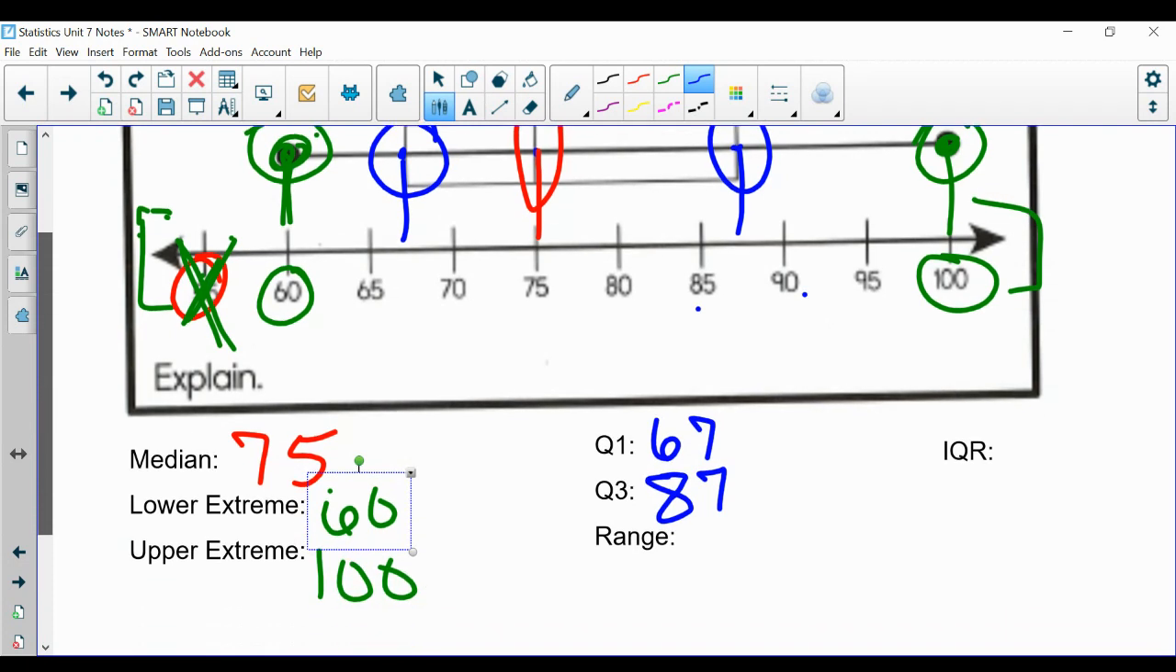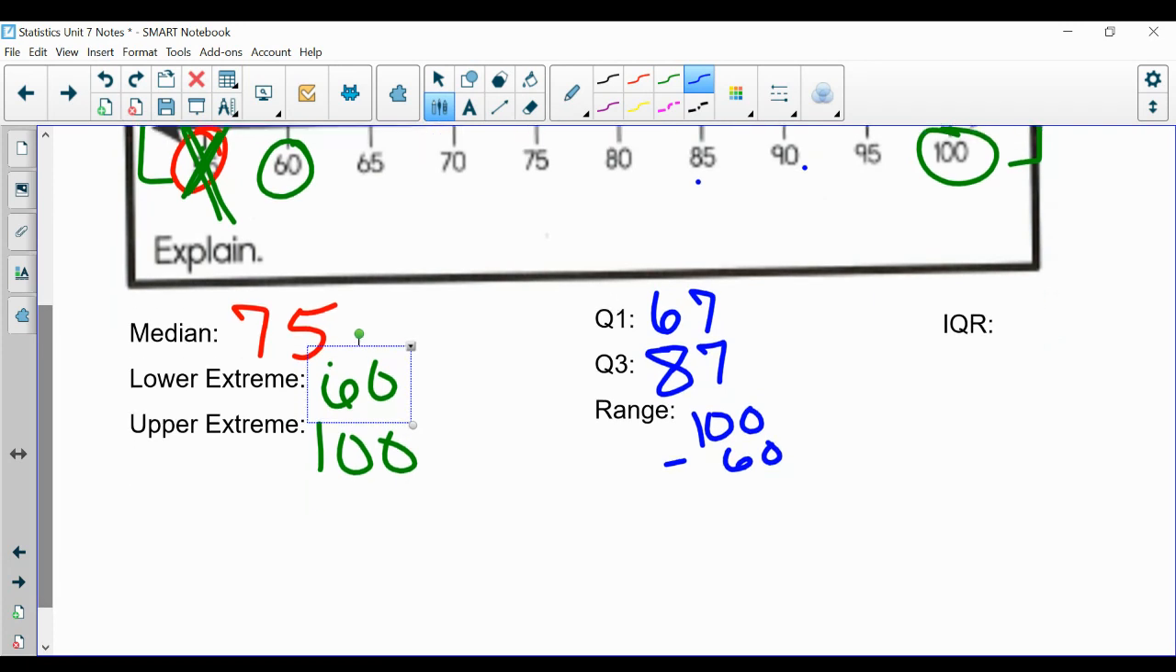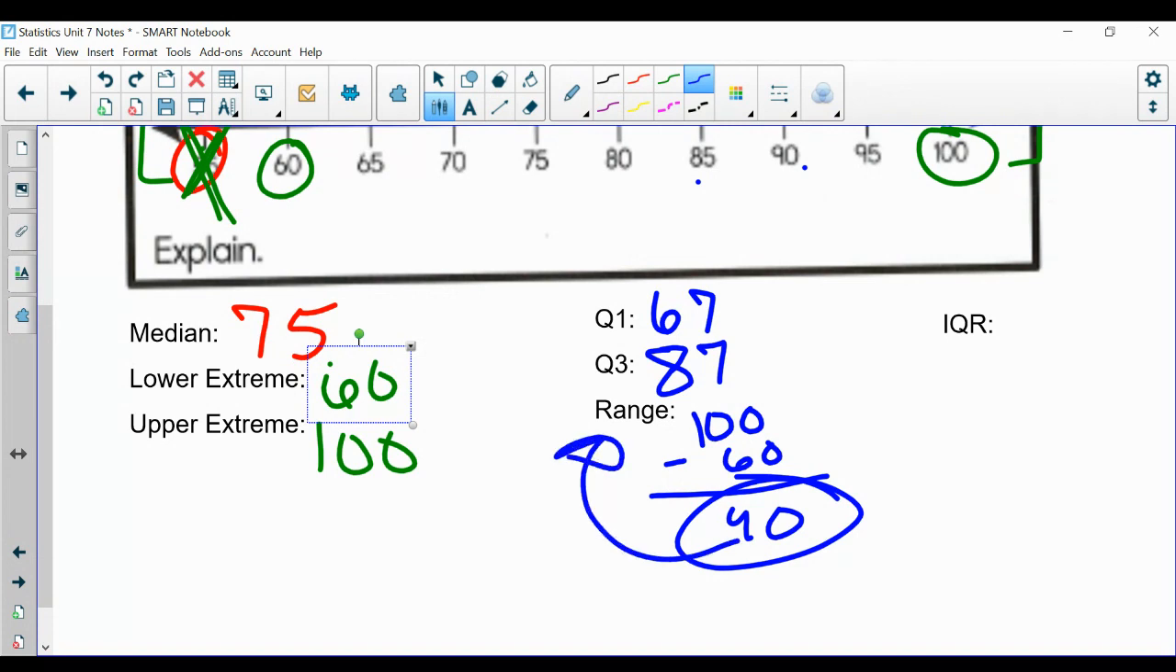Okay? When you're finding your range, remember that is just the difference between your highest and your lowest point. So all you're doing is you're taking your highest point of 100 and subtracting your lowest point of 60 to give you a final answer of what? 40. Very good. And so 40 is your range.